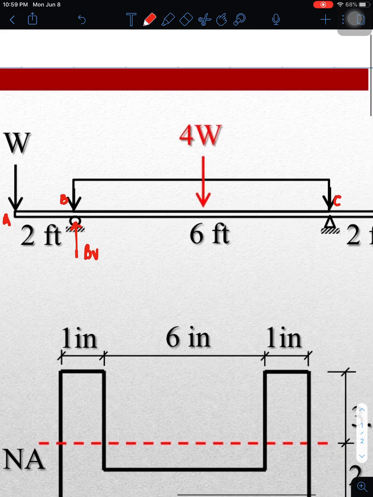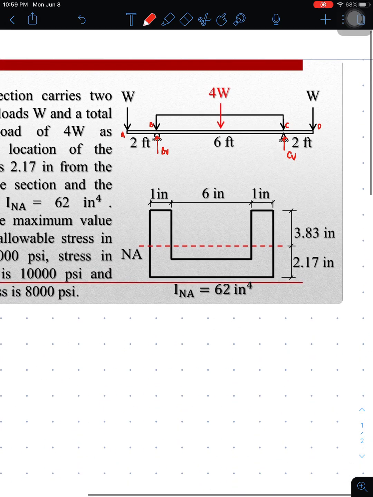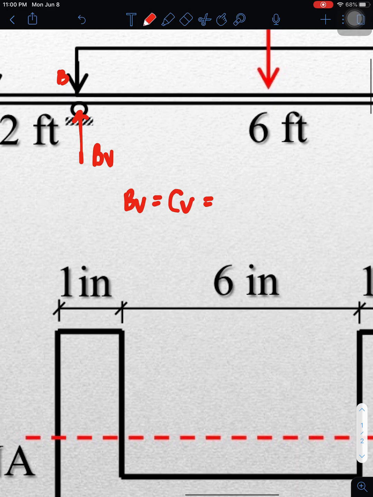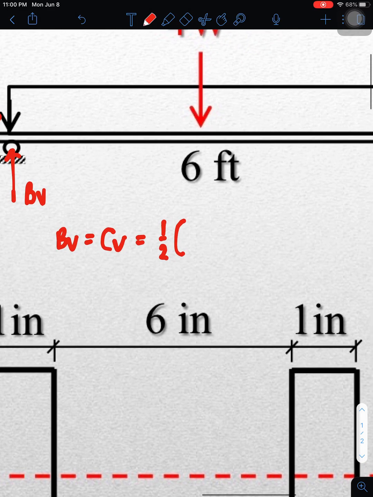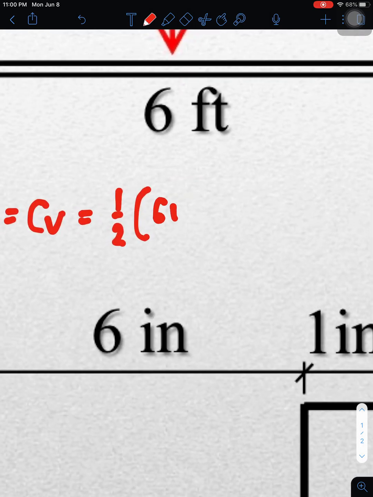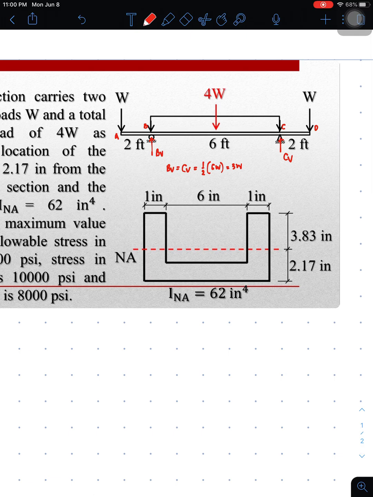I'll be calling this BV, and this is CV. And by virtue of symmetry with respect to the loading, we would conclude that BV is just equal to CV, and that's equal to 1/2 of the total loads, which is two W on both ends and one 4W, so that's going to be 6W. And that's 3W for CV and BV. It's clear, right? It's even on both sides, left and right.